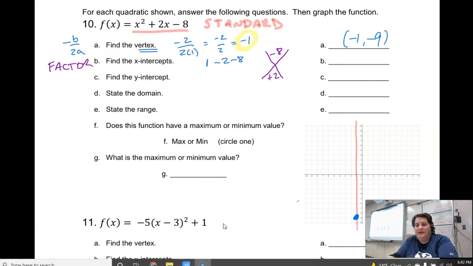There's something that multiplies to make 8 and subtracts to make 2. 4 and 2, right? Plus, minus. Now, if it factors to x plus 4, x minus 2, remember that the x-intercepts are the opposite. They're negative 4 and 2. You can write them as coordinate points if you want, but you can also just write it like this, and that's fine. So negative 4 and 2.